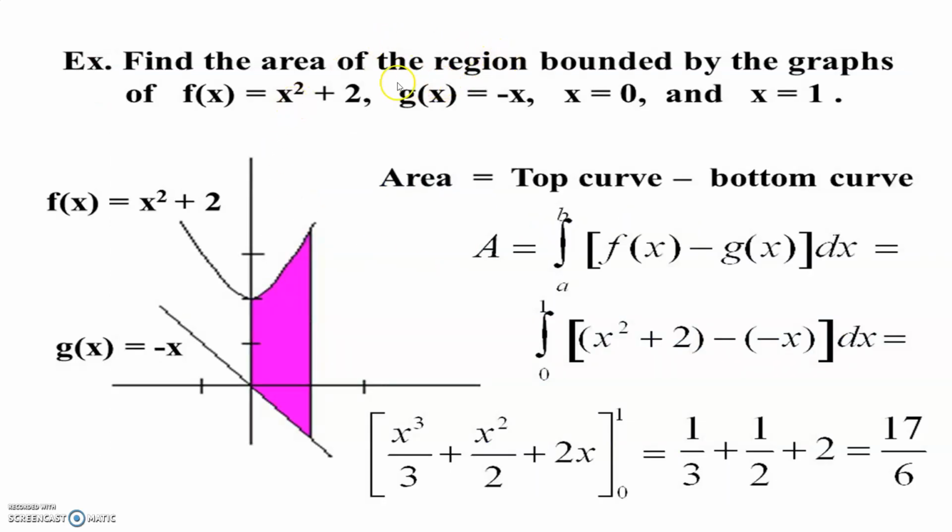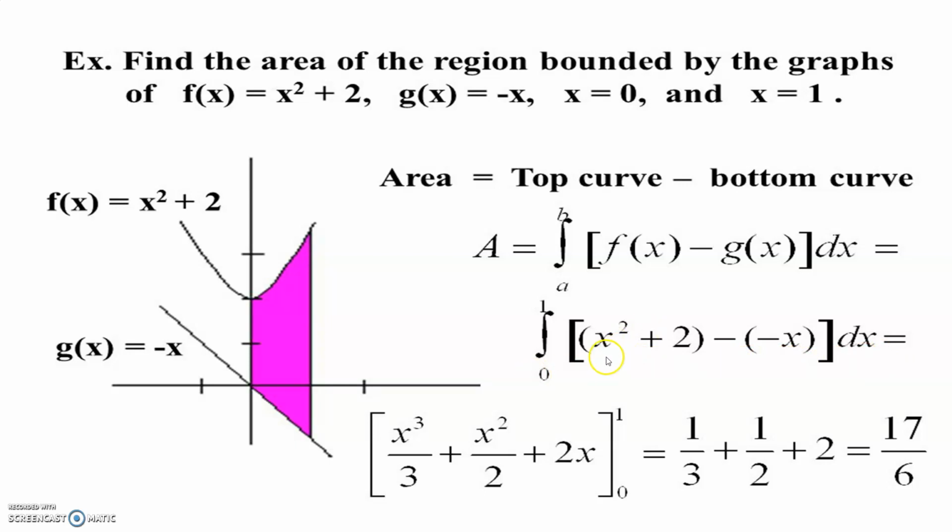Find the area of the region bounded by the graph of f of x equal to x square plus 2, g of x equal to minus x, x equal to 0 and x equal to 1. The area is equal to top curve minus bottom curve. So we have the formula capital A is equal to integral from lower limit a to upper limit b of f of x minus g of x dx. Equating these two, x square plus 2 minus, becomes plus x. So lower limit is 0 and upper limit is 1, already given. So f of x is x square plus 2, g of x is minus x. So we derive x square plus 2 plus x dx.